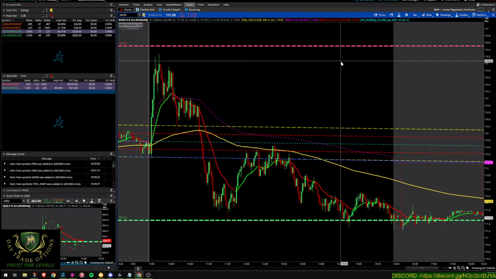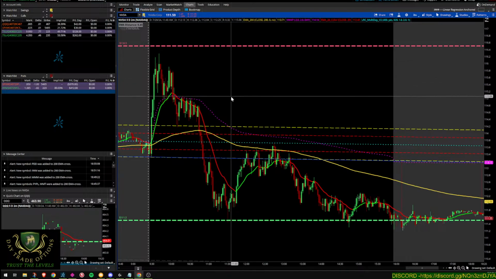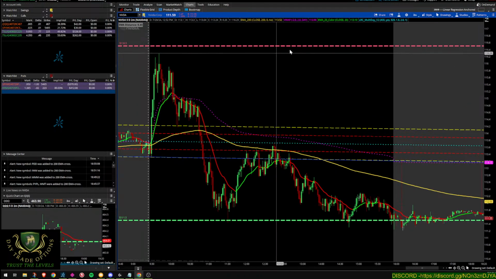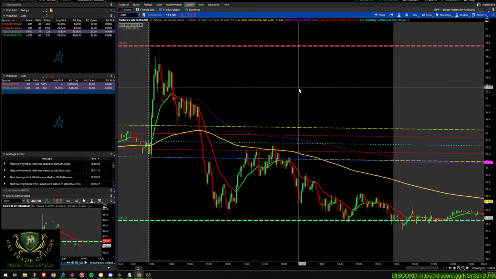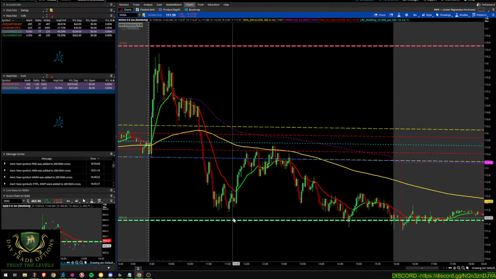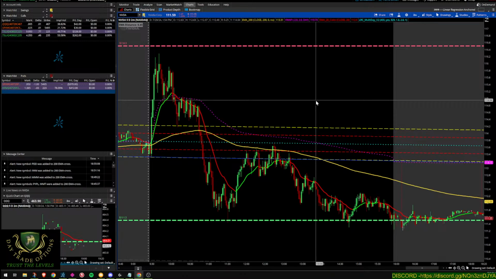Sometimes they hit, 95% of the time they're pretty accurate. There's a percentage of times where price just doesn't care about them and goes right through them. But they really give us levels like this one here, 111.15. Look at this. It's just really important to make sure you have your levels drawn.